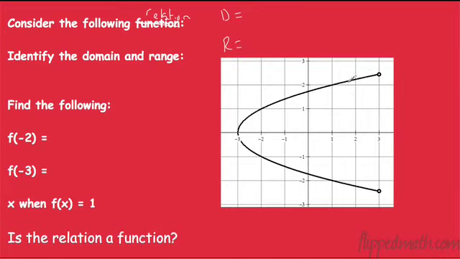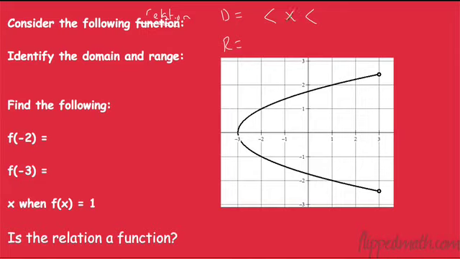Now, do I want to list every single point on this line? No, I don't want to do that. First of all, it would take forever. It's impossible. We can't do it. So here's what we're going to do. We're going to look at our graph, and we're going to write in interval notation our domain and range.